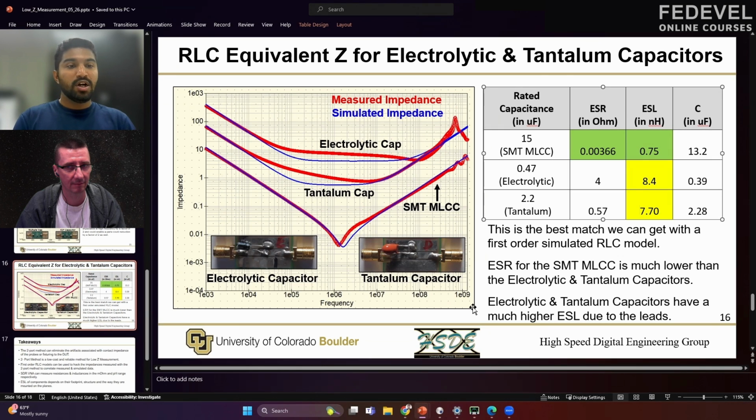So in order to have a lower impedance at higher frequencies, we need to choose SMT components over these leaded structures. Yeah, so that's another takeaway that we can have. Yeah, basically I would like to translate what you just said.